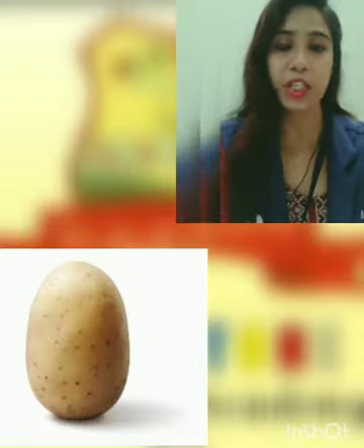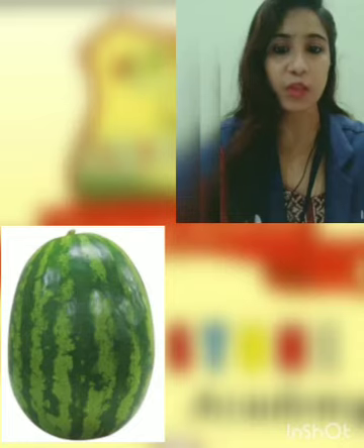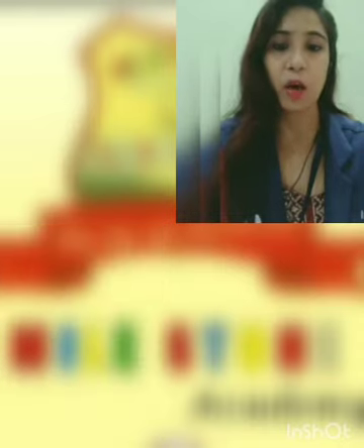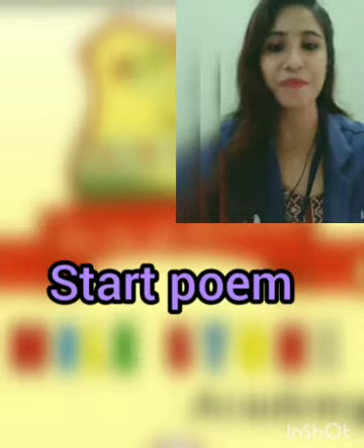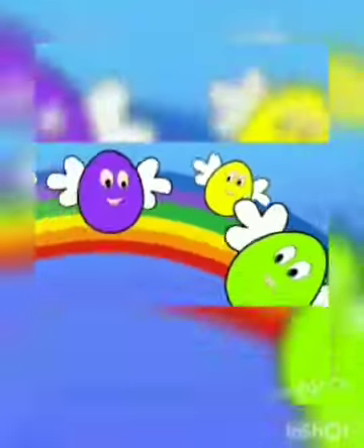Egg is oval in shape. Potato is also oval in shape. Watermelon is also oval in shape. Now let's listen to the poem. It's oval, oval, it's oval all around.